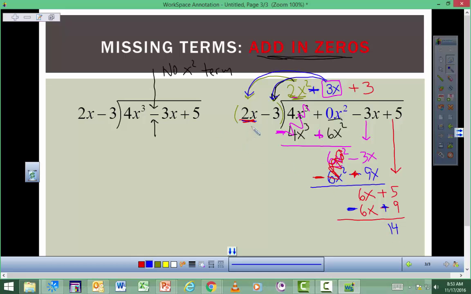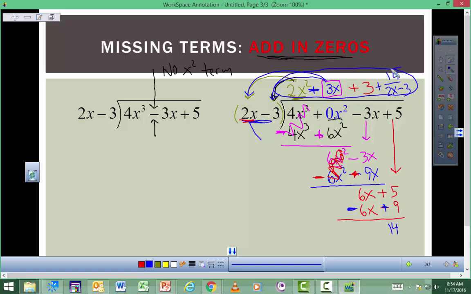Now an x is a higher degree polynomial than a 14. So the x's aren't going to go into a constant, right? It's not going to go into this. So that's my remainder. Now the way you write your remainder is you put another plus sign and you write this as a fraction. 14 over whatever you're dividing by. And so then you're going to have a 2x minus 3. And so this whole thing here is your answer.